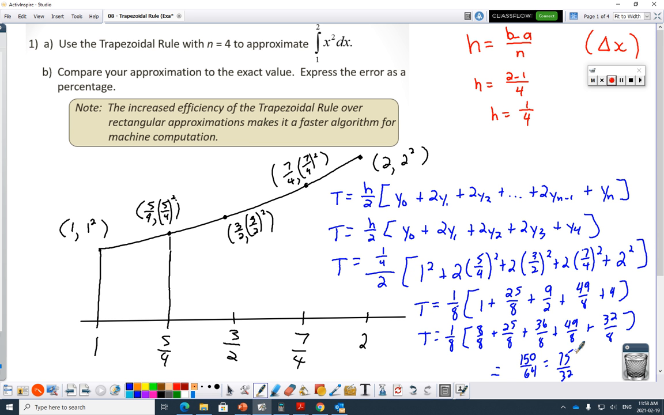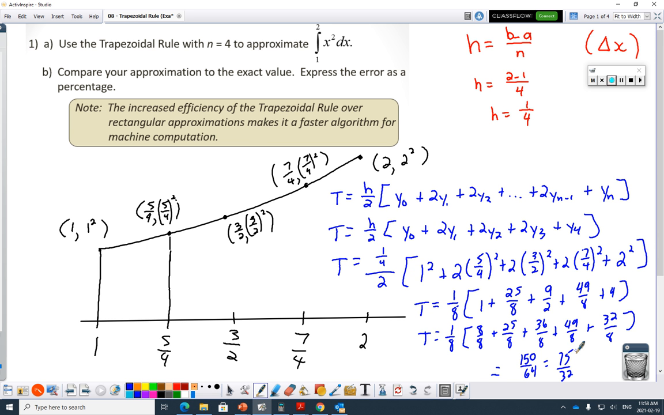All right. Any questions about that? You don't do all that. You just punch in your calculator. I'm just trying to stay young. I'm just trying to stay on top of these things. 75 over 32. That's the area under that curve because the integral's all positive there.